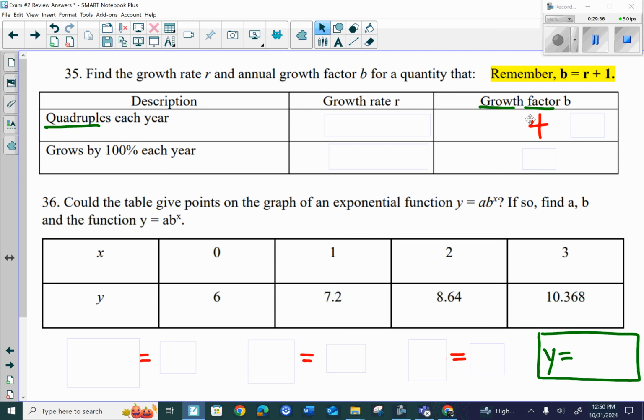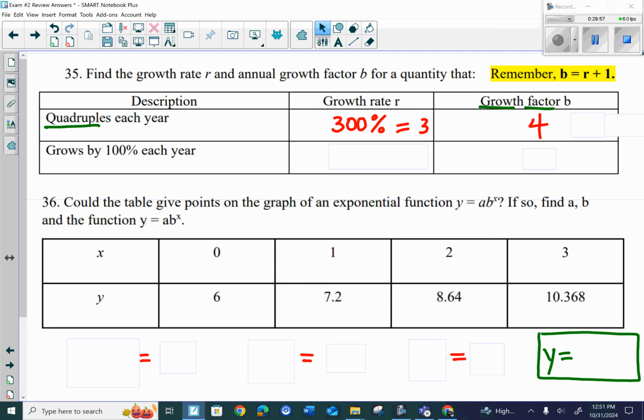Now, since b is equal to r plus 1, to get the growth rate we'd have to take 1 off of the 4. So it would really grow by 300%. It doesn't tell you how it wants r, so either 300% or 3 should be satisfactory for that problem.